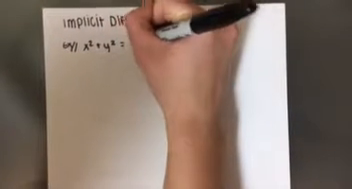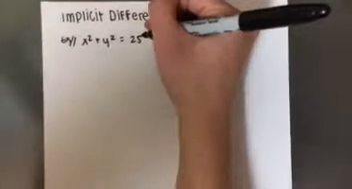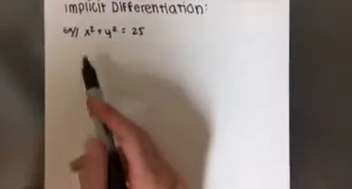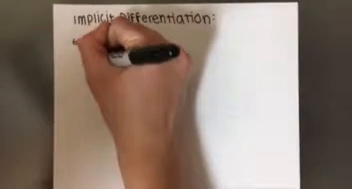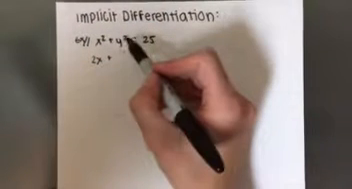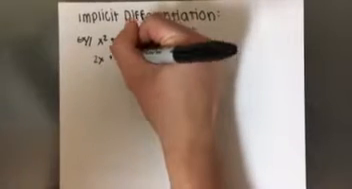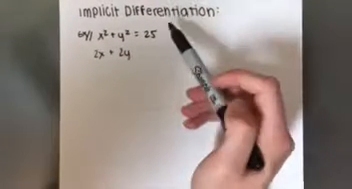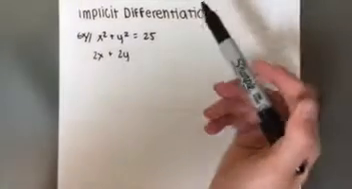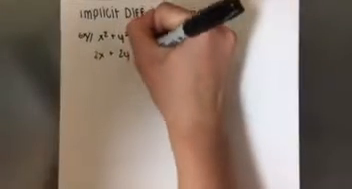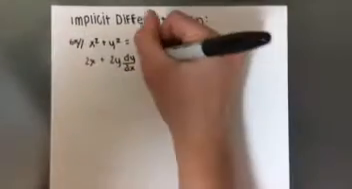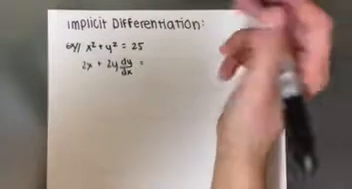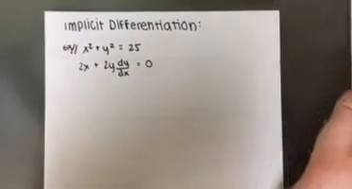x squared plus y squared equals 25. So using the power rule, the 2 is going to come down, so it's going to be 2x plus, again, do the same here with the power rule, 2y, and then since you're taking the derivative, you're going to have dy/dx since it's with respect to x. And then, of course, 25, the derivative is going to equal 0 because of the constant rule.